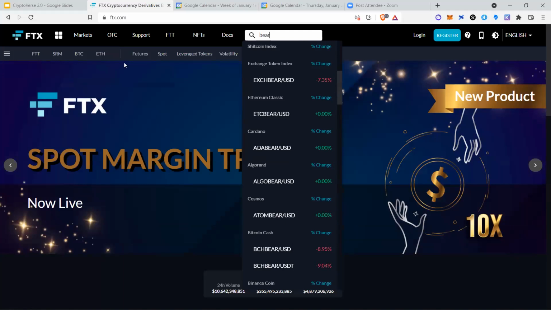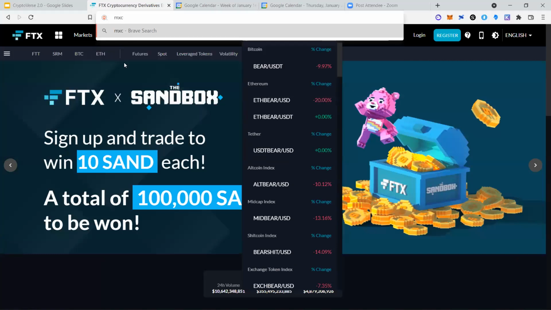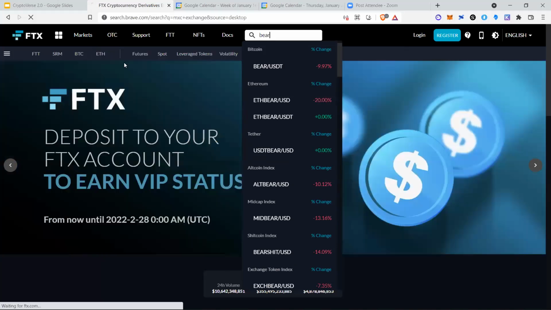So let's check another exchange now. What you see on this exchange, MXC exchange, is not bull or bear. What you see is L or S.